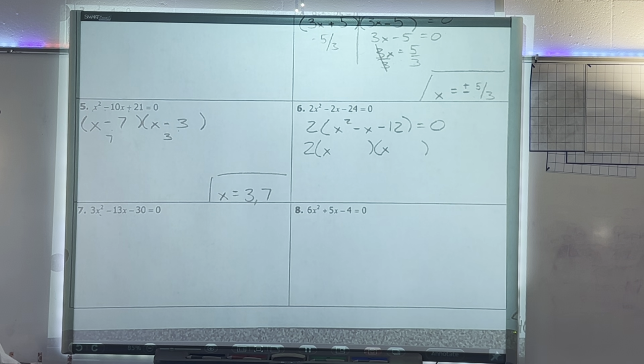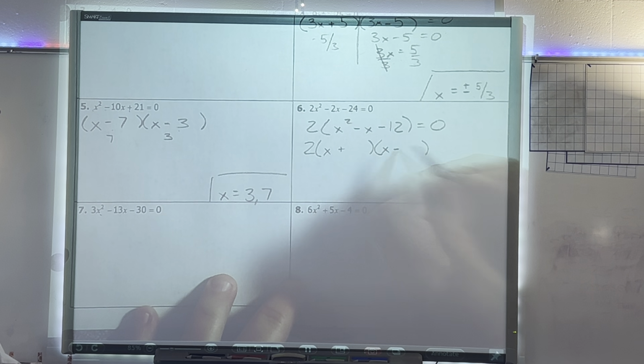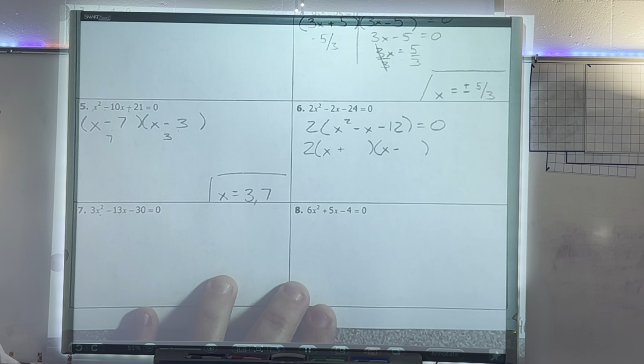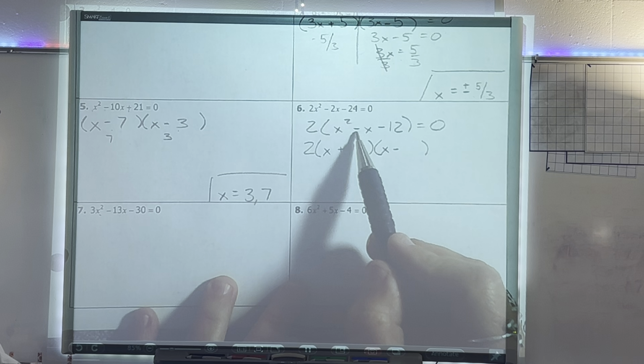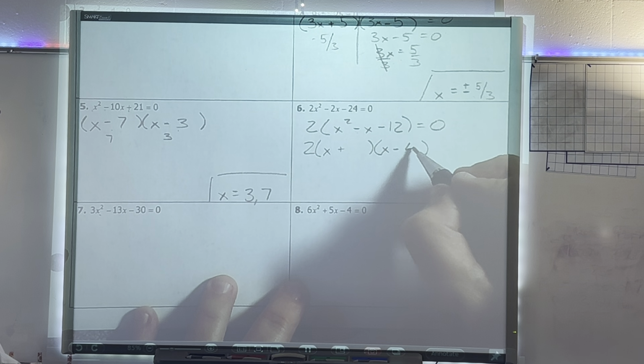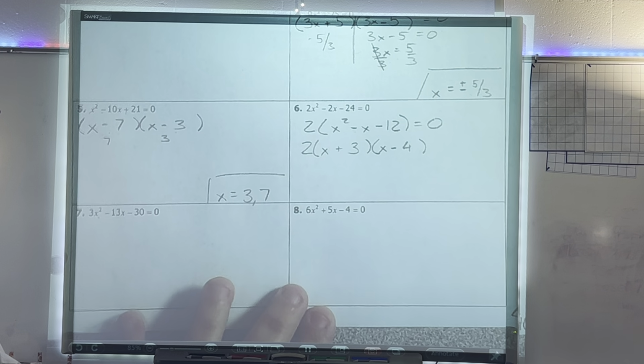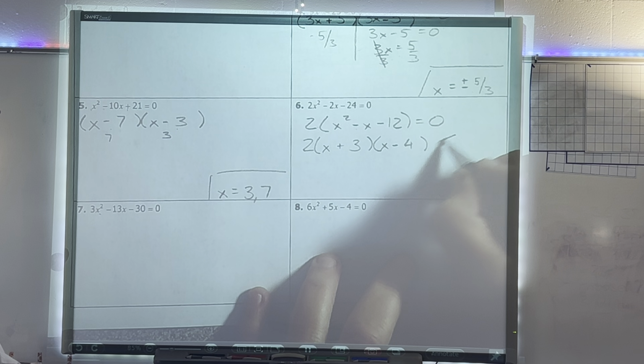Okay, so I know I've got 3 and 4. One of them's positive, one of them's negative. How do I decide which one is which? Yes, the bigger one is going to get whatever sign this is. So that means the 4 goes here and the 3 goes here. All right, so this right here is my factored form.